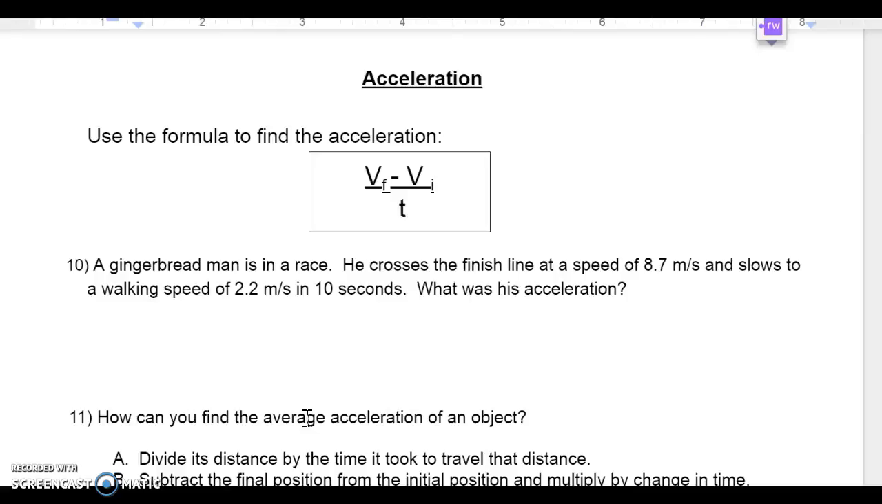Number 10. A gingerbread man is in a race. He crosses the finish line at a speed of 8.7 meters per second and slows to a walking speed of 2.2 meters per second in 10 seconds. What was his acceleration? So this one you have to use the formula to figure it out.